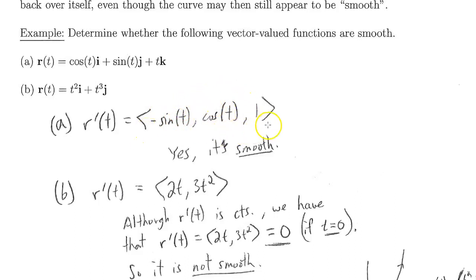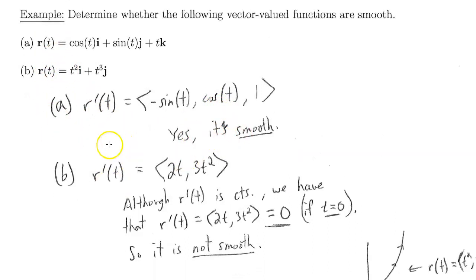So notice r prime of t exists for all values of t, and it's continuous because each of these component functions is continuous. And also, there's no value of t that would make this be 0, 0, 0. In fact, the third coordinate could never be 0, it's 1. You could find a value of t that makes sine of t 0, for example, if t is 0 or pi, or if t is pi halves or 3 pi halves, it would make cosine t 0. But there's no value of t that'll make all three of these simultaneously 0. So this is a smoothly parametrized curve, or a smooth curve.